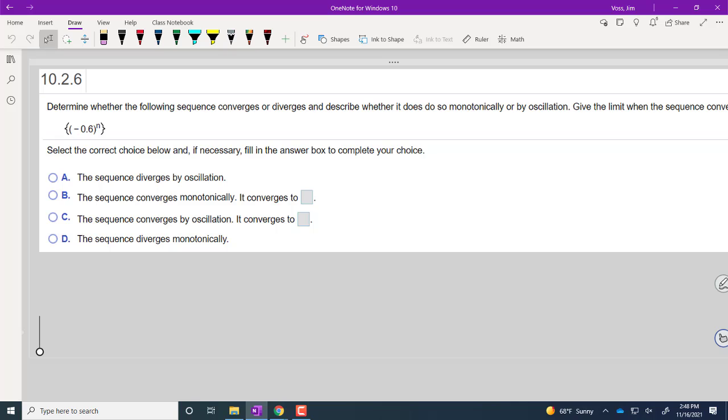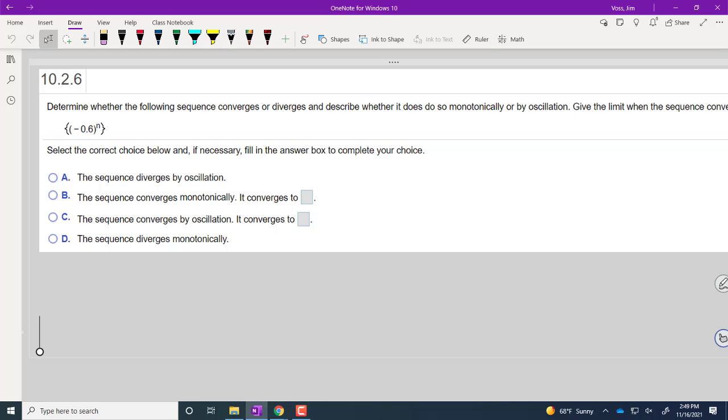Geometric sequence. We have r to the k as the form. So the question next is, okay, this is a geometric sequence. We are repeatedly multiplying by negative 0.6. Will this converge or will this diverge? The magnitude of the common ratio is less than 1, so we have convergence. So the sequence definitely converges.